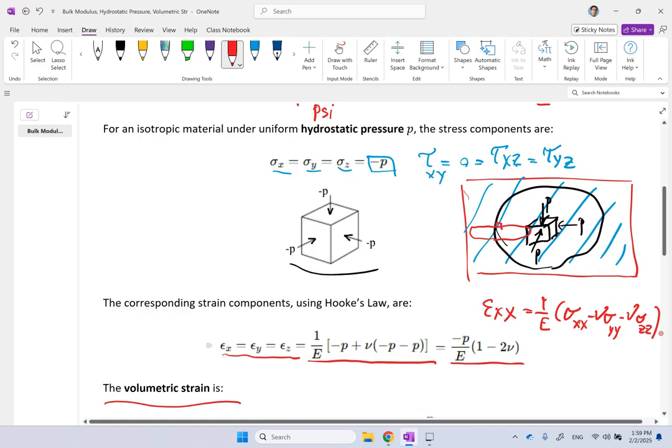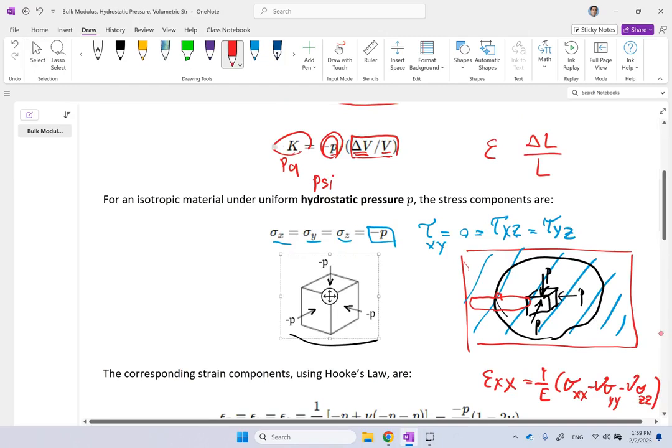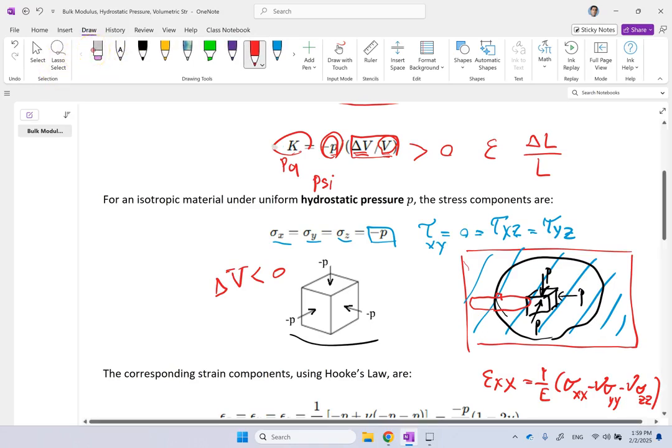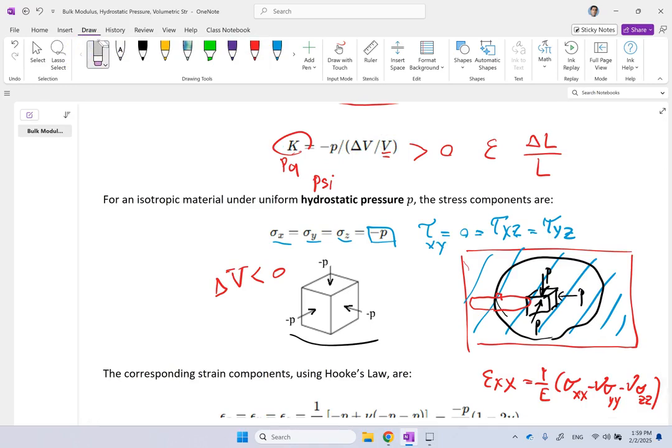Okay? Now, one thing that is important to pay attention to is the sign of this K is positive. Why? Because delta V over V is negative. Initial V is positive, but when you squeeze the material, delta V is negative. The material will shrink, the volume will go down, and since there is another negative behind this formula here, guess what's going to happen? The whole thing will be positive, okay? So you are dividing a negative by another negative, you are going to get a positive number.